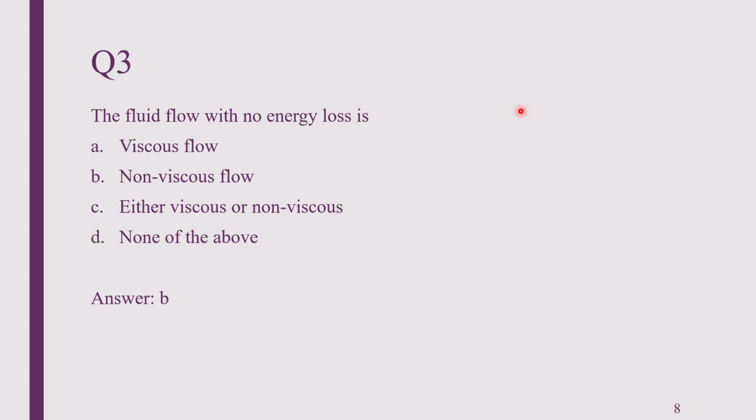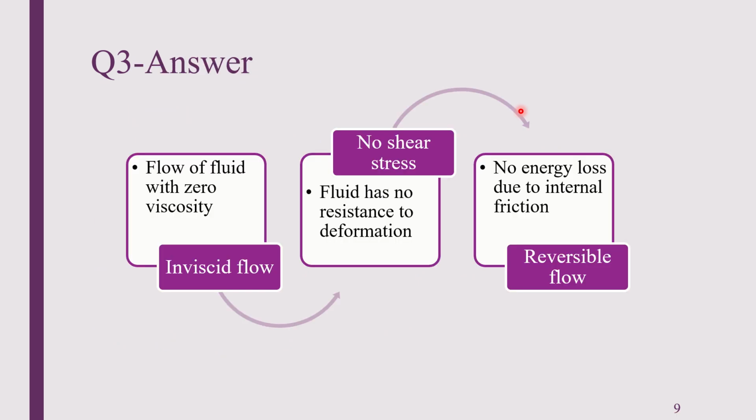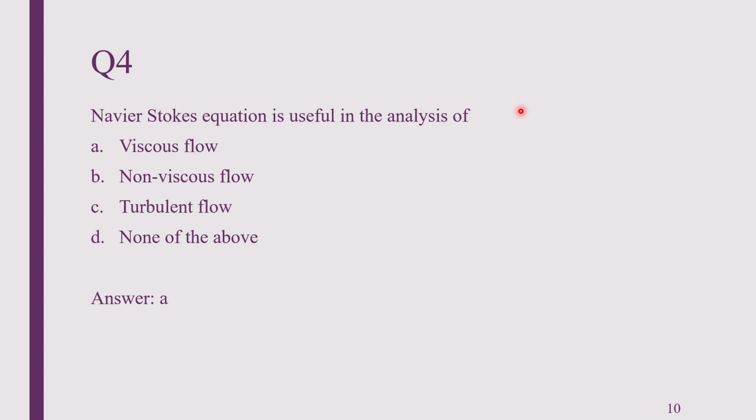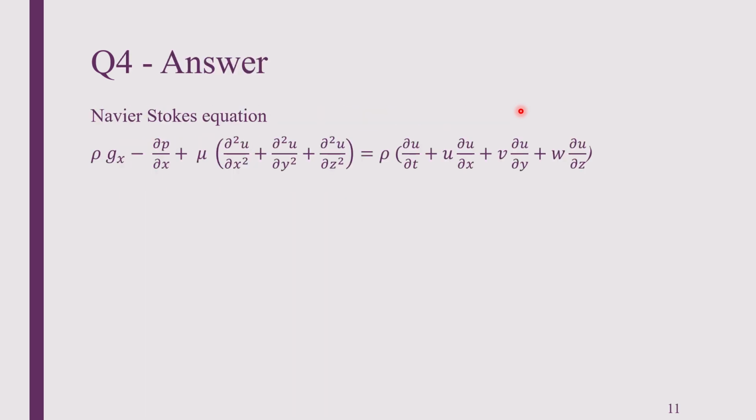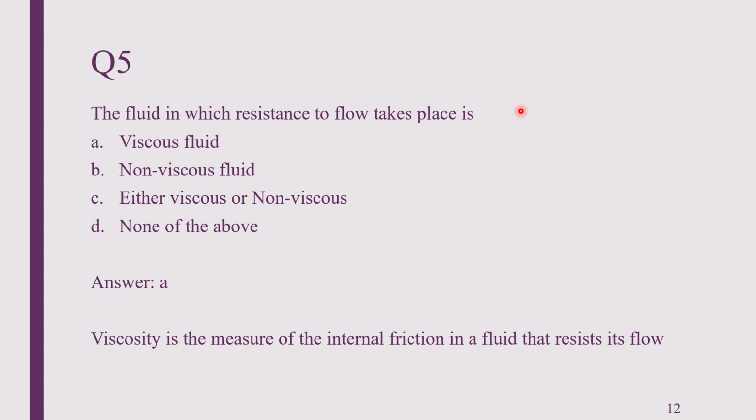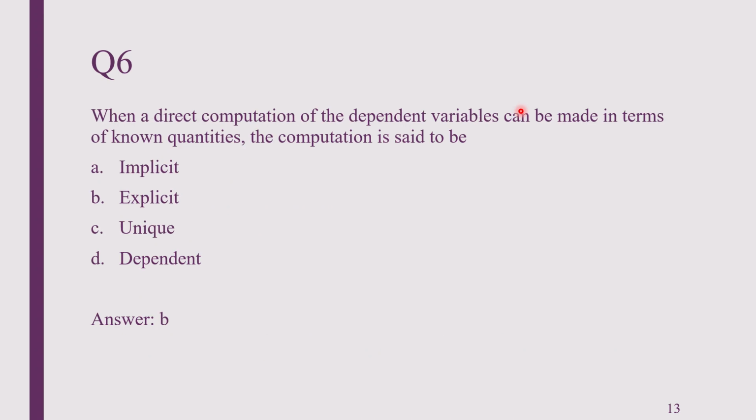So the fluid flow with no energy loss is obviously for non-viscous flows, because viscosity is a friction and there is energy loss, which is absent in inviscid flow. There is no viscosity and no resistance to deformation, so no internal energy and no energy loss due to internal friction. And the Navier-Stokes equation is used in viscous flow, and this is one component. A similar component can be written in y and z as well. And fluid in which resistance to flow motion takes place is viscous flow.